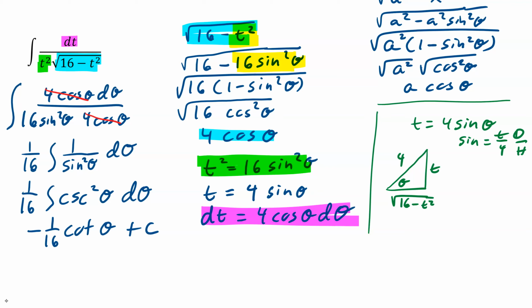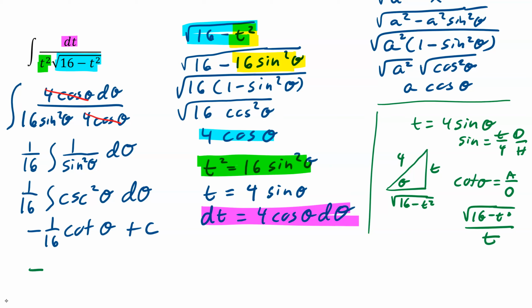So now all you have to do is find the trig ratio that you need. Cotangent theta is adjacent over opposite. So that would become the square root of 16 minus t squared over t. And then we just plug that back in.